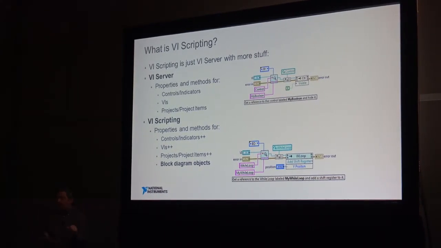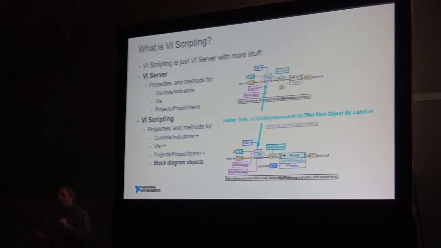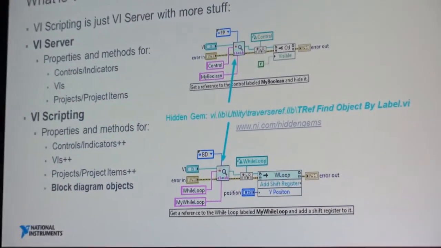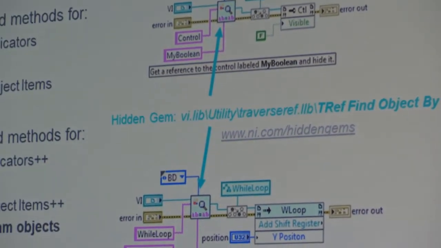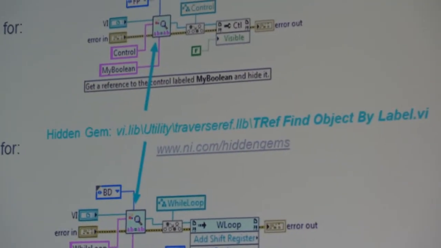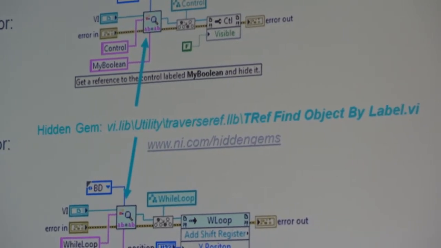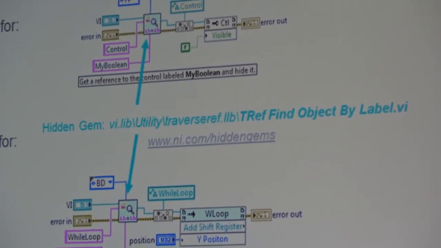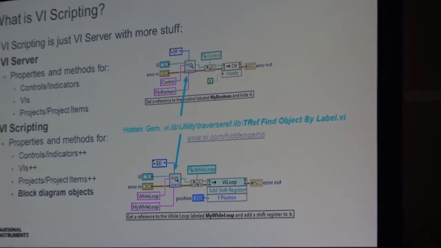For those of you that have worked with scripting or VI Server before and you're wondering what the heck is that blue VI there, it's a really, really useful blue VI. It's called tref_find_object_by_label. It's not in the palettes, it's not in Quick Drop, but it's really handy when you're doing scripting stuff because it's an easy way to grab a reference to something by its label and then do stuff with it.